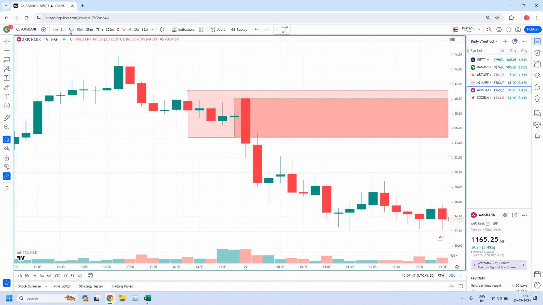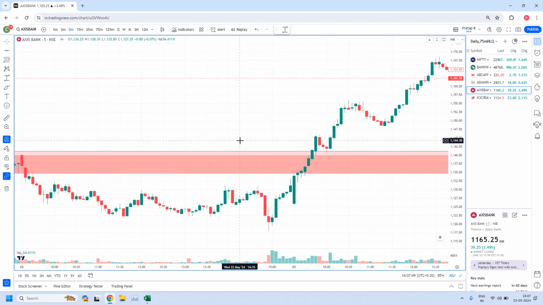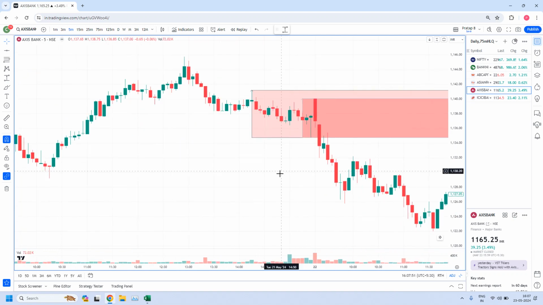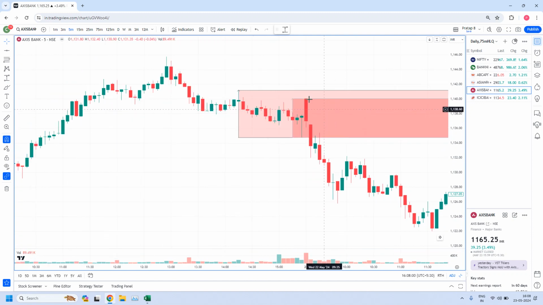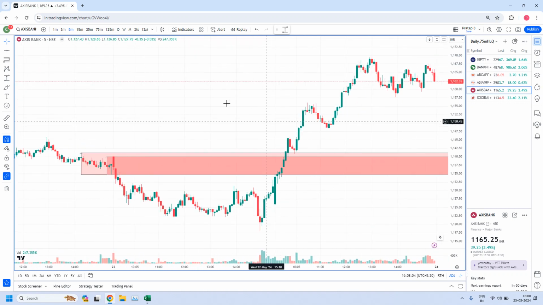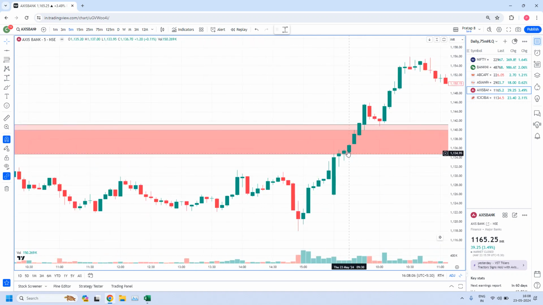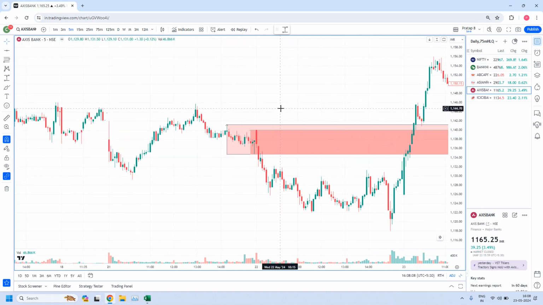Okay, now let me go to the 5 minutes time frame. See, you have a drop candle, you have a drop candle. Where are the base candles in between? That's why it is an invalid zone. There is no institutional order flow in this zone. When there is no institutional order flow, see what happened to the zone? Easily it is violated.